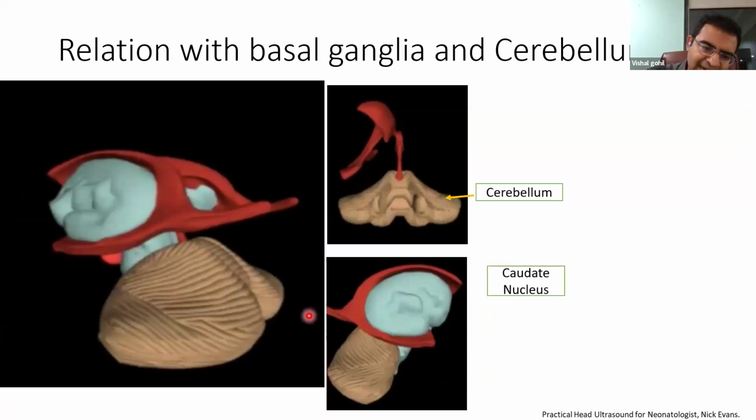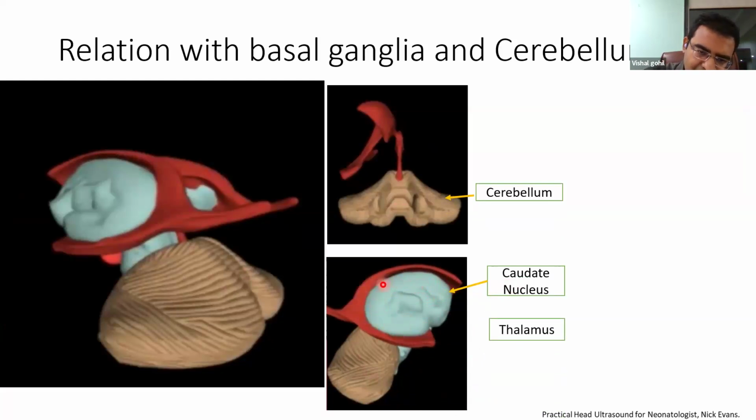Now when I add the caudate nuclei, the basal ganglia, this is how it looks from the side. As we know, this is the frontal horn of the lateral ventricle, and adjacent to this structure is the caudate nucleus. This is a very important point to be remembered.